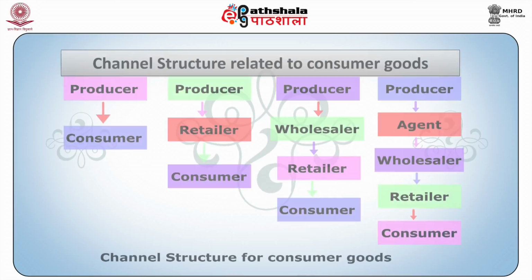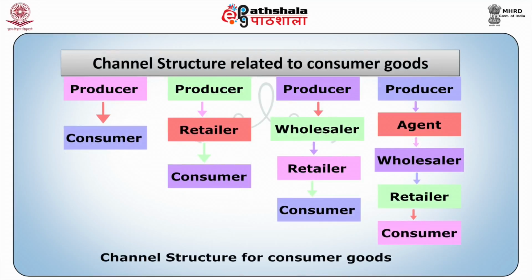According to Louis W. Stern, the channel structure is divided into a number of ways. Channel structure related to consumer goods. Consumer goods are the goods which are made for direct consumption by the consumers. The four most common channel structures in the consumer market are depicted in figure 3. The figure shows different kinds of intermediaries, and each is appropriate to different kinds of selling situations.